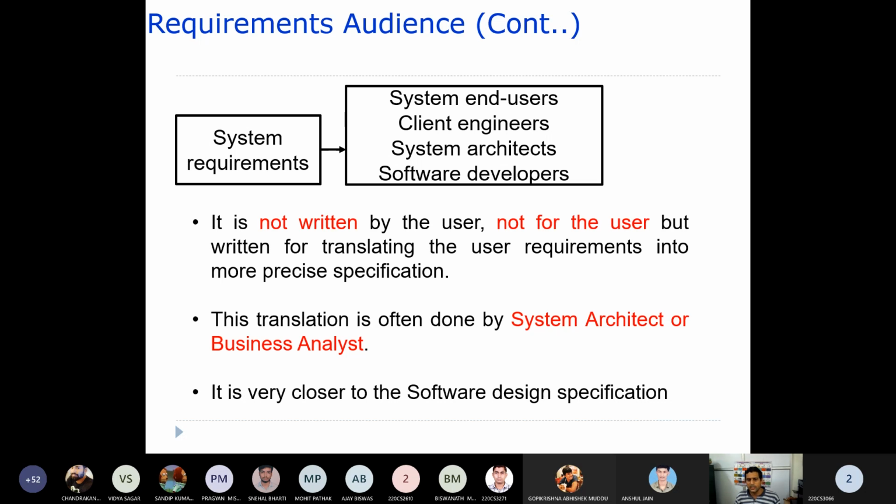It is very close to the software design specification, as I told you, because you are specifying in a detailed way, which means it is very close to the design specification also. We'll talk about the software design specification at a later point of time, but this is very close to that.